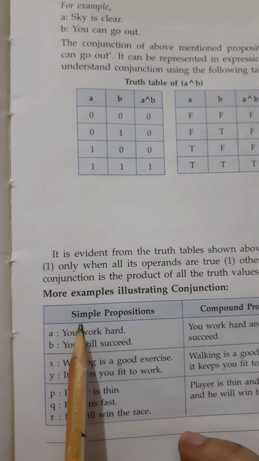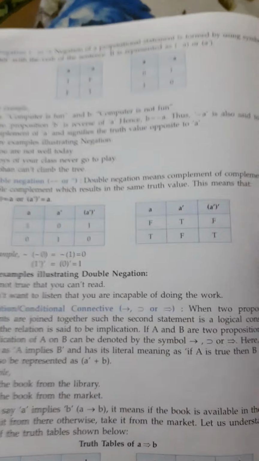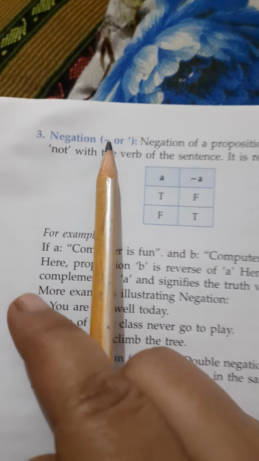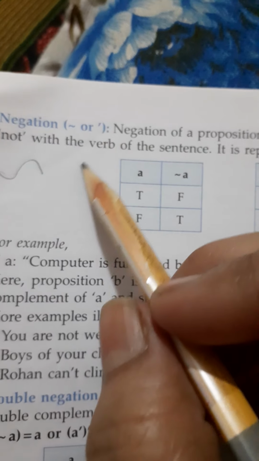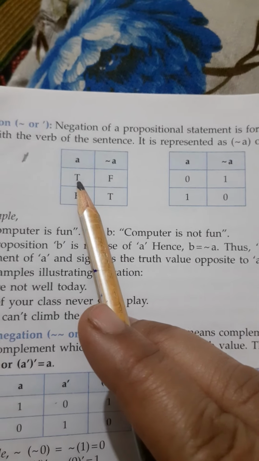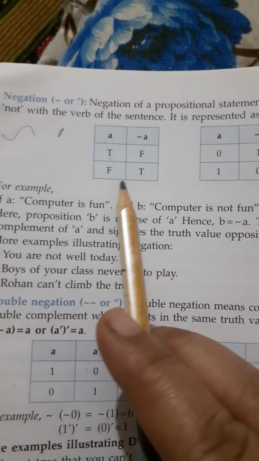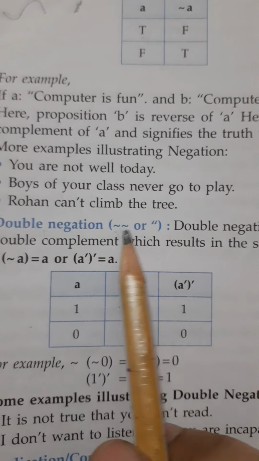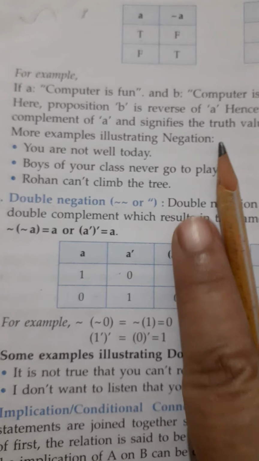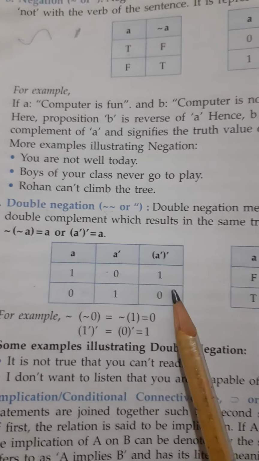Then the third one, we have negation. Negation means to find the reverse of a number. It is shown by a tilde sign or bar sign, a complement sign. If your input is 0, output is 1, input is 1, output is 0. Then we have double negation, which is shown by 2 times this sign. So this much you have seen. Now again you do the reverse, so you will get the original number.